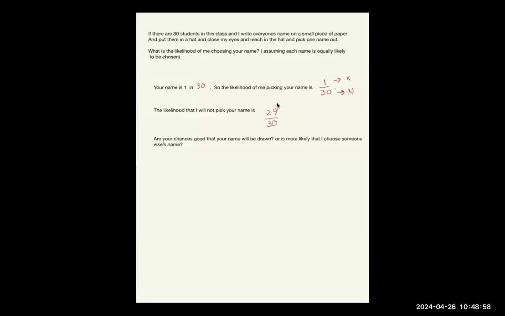And if I were to pick 30 names out of the hat, 29 of the 30 times I would expect to get some other person's name and not your name. Okay?